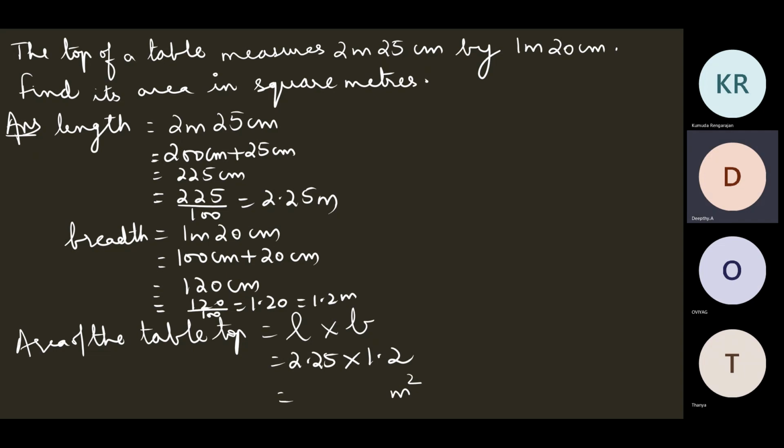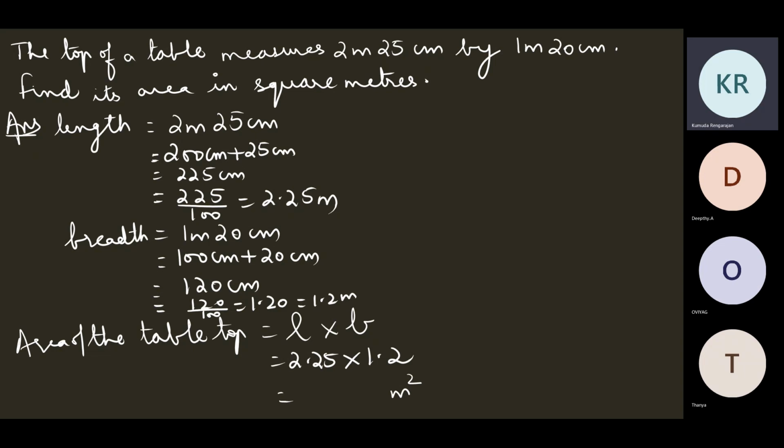Ma'am, 27 meters square. You've got 25, is it, Deepthi? Ma'am, 27. What about the others, Tanya and Ovia? I got 2.70. 2.7. Okay. So children, at this point, I'll just tell you how to estimate if your answer is correct or incorrect.